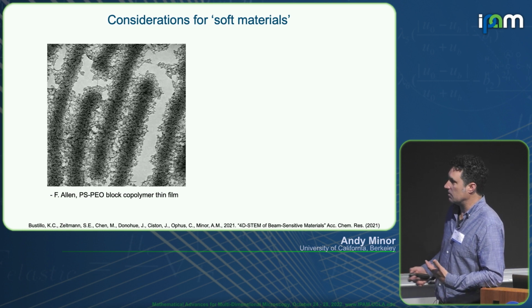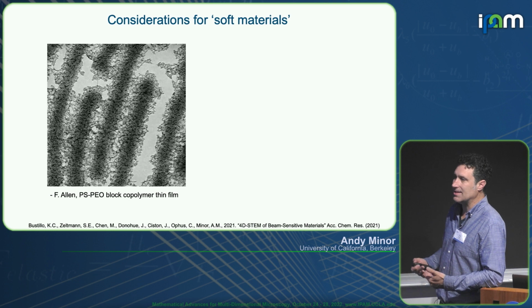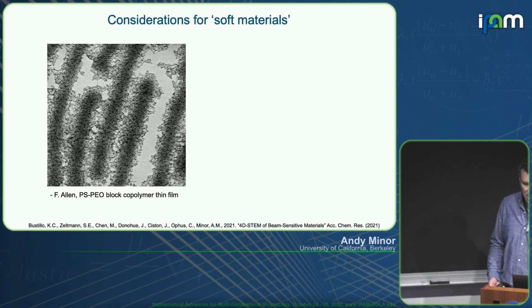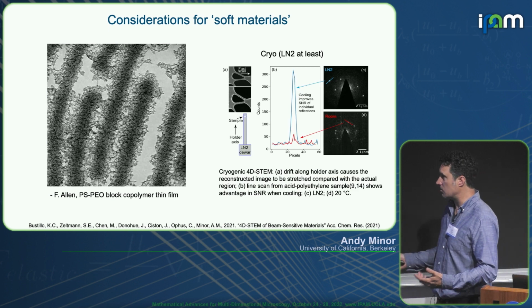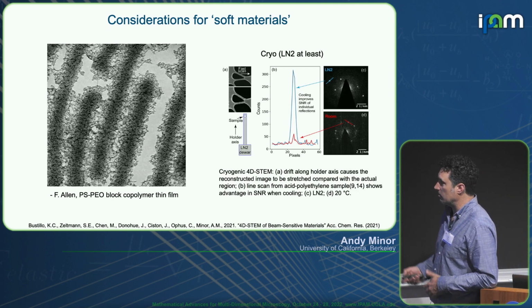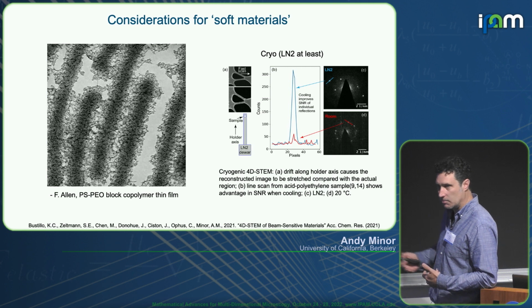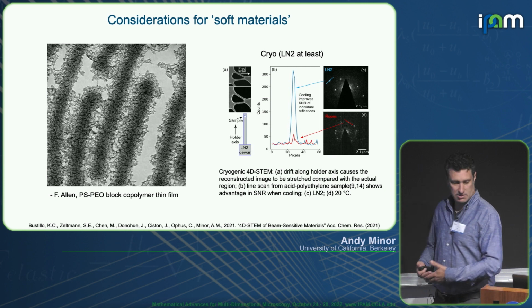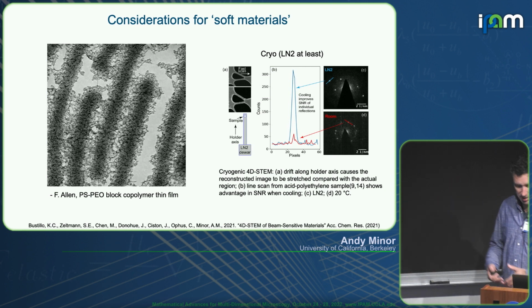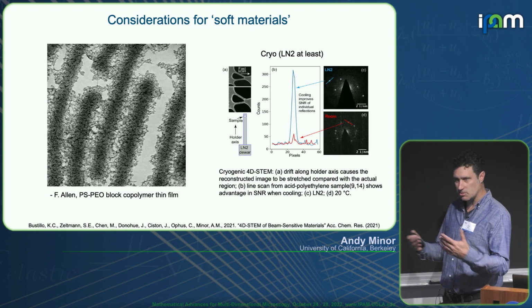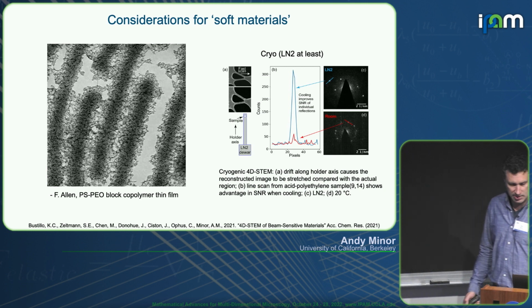And so you don't have the types of scattering that are easy to quantify like I showed you with the metals. So in soft materials, you have to do things like, of course, do experiments at cryogenic temperatures to try to minimize the effect of the beam damage. You can't really turn beam damage off. You can just minimize the effect by cooling down your sample.